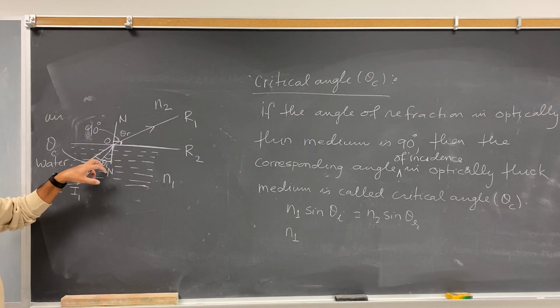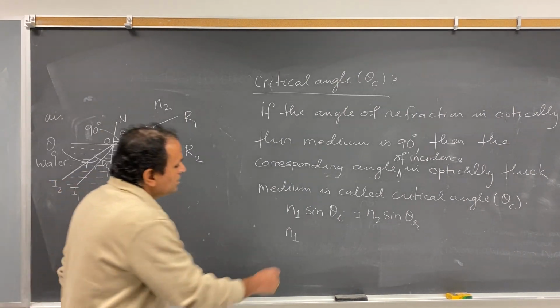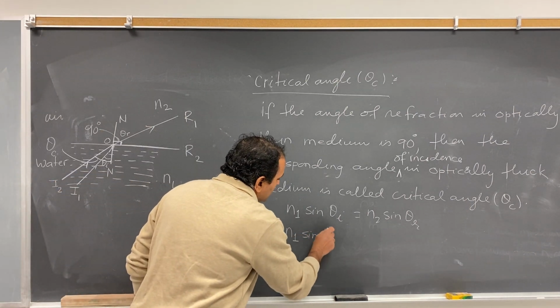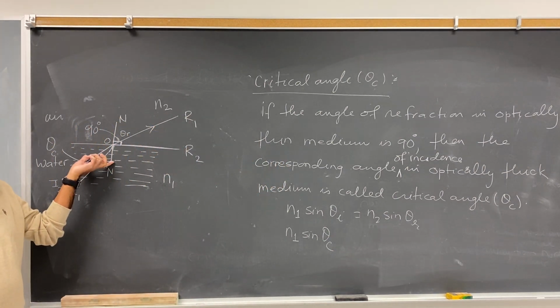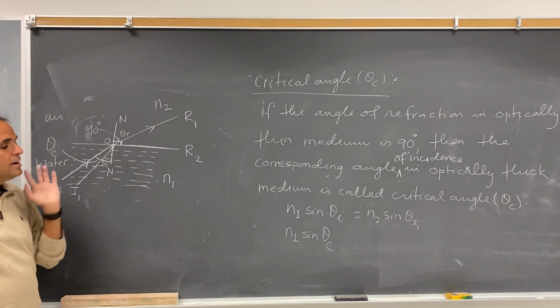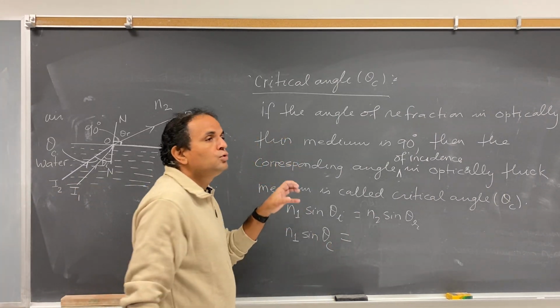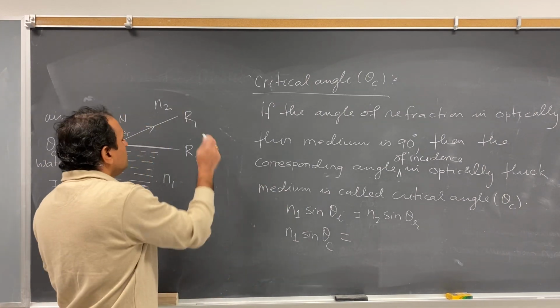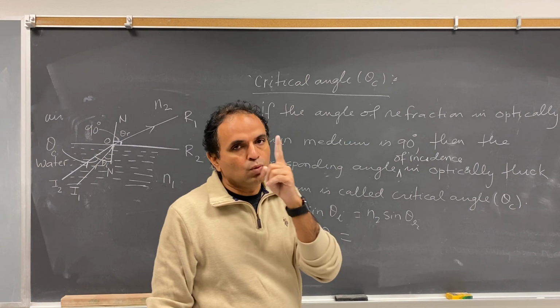I am talking about the critical angle, so the angle of refraction is 90 degrees. So sine theta c, theta I, the angle of incidence here, we call the critical angle because the angle of refraction is 90 degrees. N1 sine theta c is equal to N2, the index of refraction of air, which here we can simply take as 1.